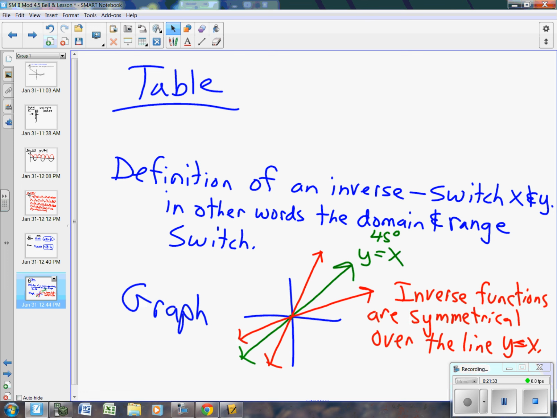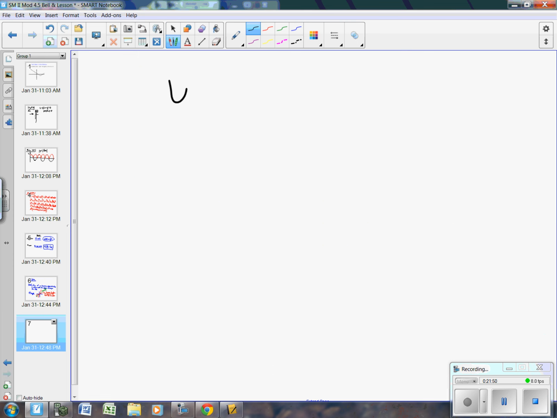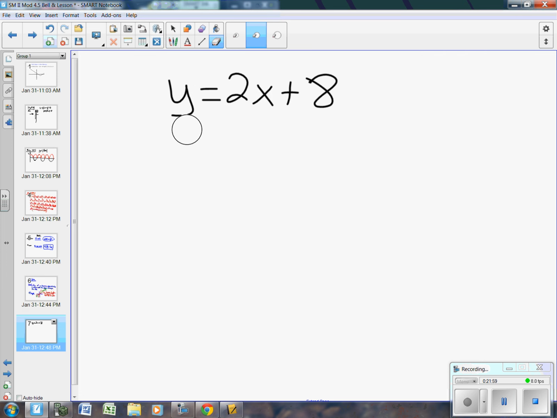Okay. Identify the relationship of a function and its inverse. That's what we're going to do next. I want to show you a couple of problems right here. Let's say that I am given this problem right here. Y equals 2x plus 8. Okay? And I'm going to write that as f of x. I want you guys to find the inverse.